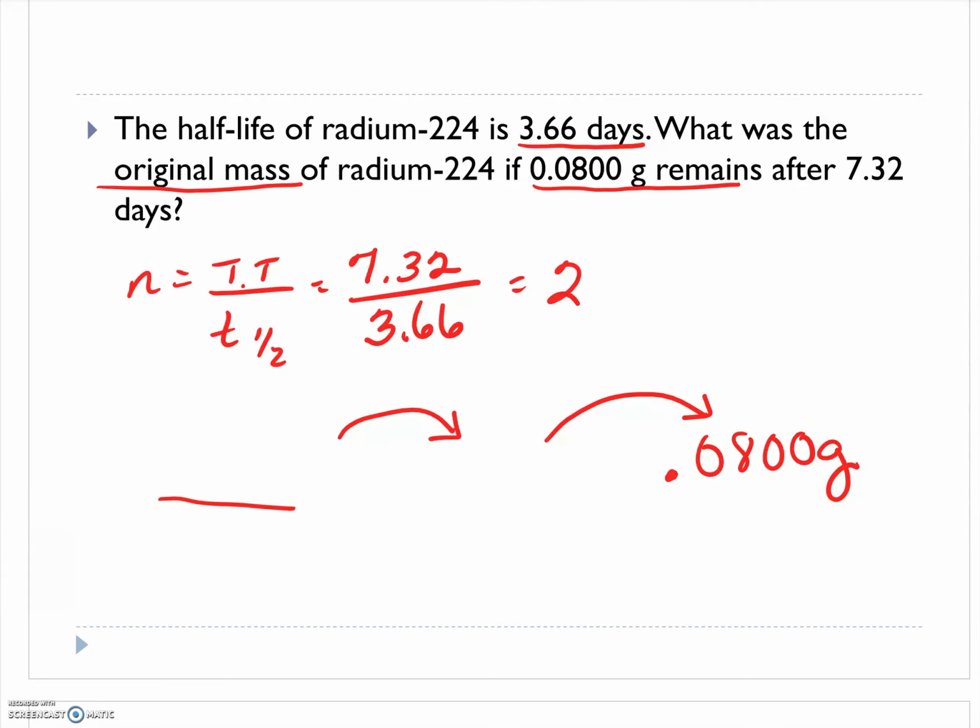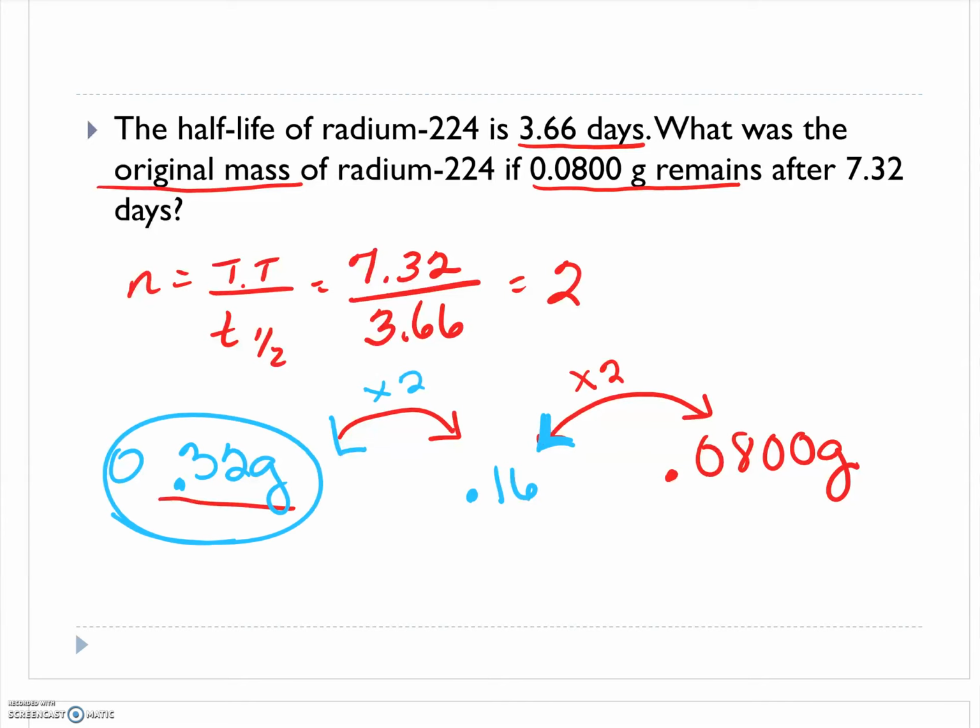So I have to work backwards. Instead of dividing by 2, I multiply by 2 to go backwards. The other problems, we had to divide by 2 to get to the final amount. So to get to the original amount, we're going to do the opposite and multiply by 2. So if I take 0.08 times 2, that gets me to 0.16. 0.16 times 2 gets me to 0.32 grams.